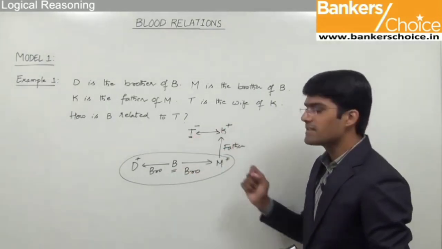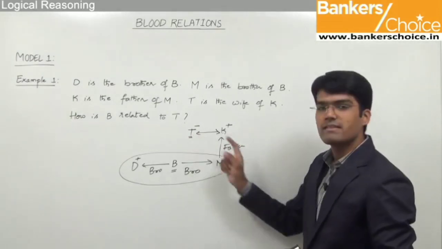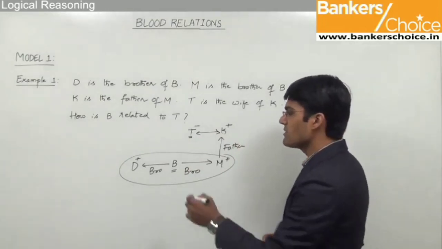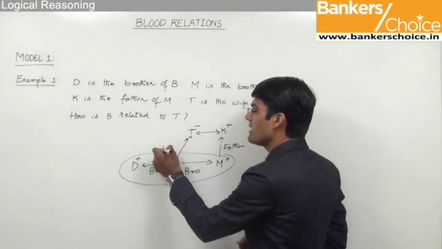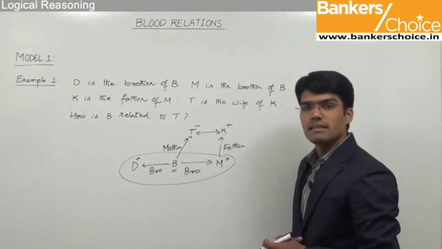And K's wife is T. That means M's father's wife, M's mother, is T. If M's mother is T, B's mother is also T. So we can now say that the relationship between B and T should be that of a mother and a child. So B's mother is T.